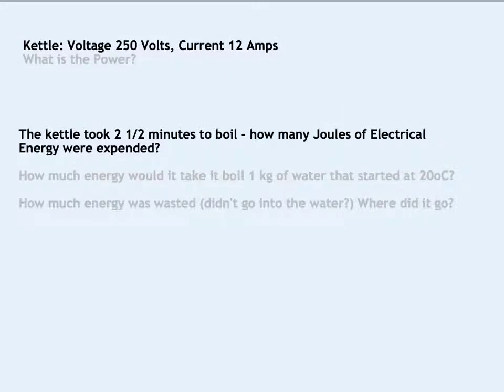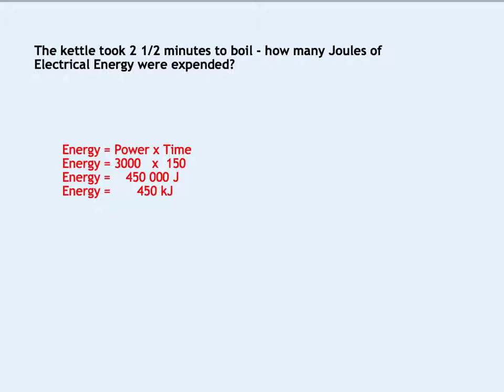Right, the second equation requires you to work out how many joules of electrical energy were expended to boil the kettle. The kettle took 2.5 minutes to do it. So if you refer back to the previous slide and find the equation, then in a few seconds we'll go through the actual answer. So you're going to want to pause this slide, do the calculation, and then look at the answer. Now you've had a chance to calculate the amount of electrical energy expended, let's have a look at the answer.